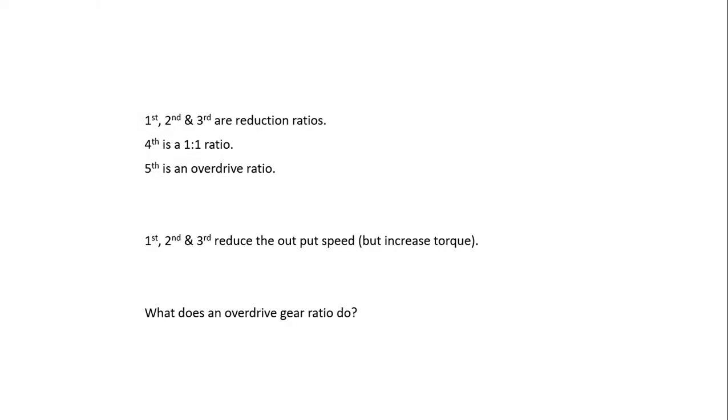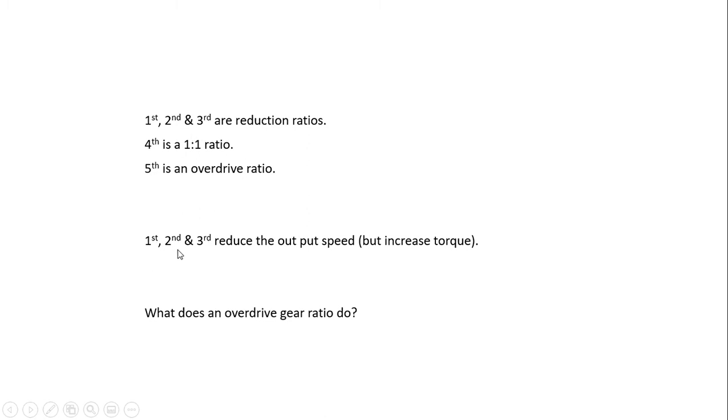Okay, we've got first, second and third gears are known as reduction ratios. Fourth gear is a 1-to-1 ratio, so that means that for one turn of the engine crankshaft, you will get one turn of the output, your gearbox output shaft. Alright, and it also says that fifth is an overdrive ratio.